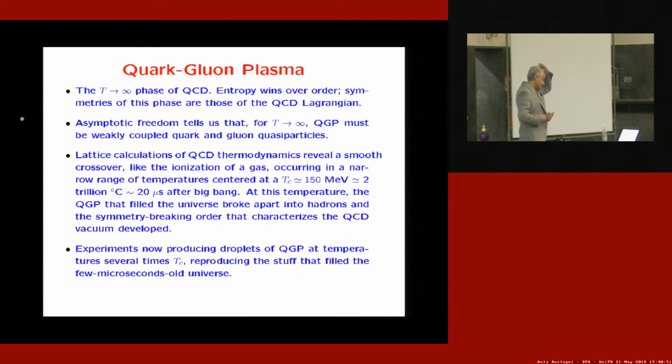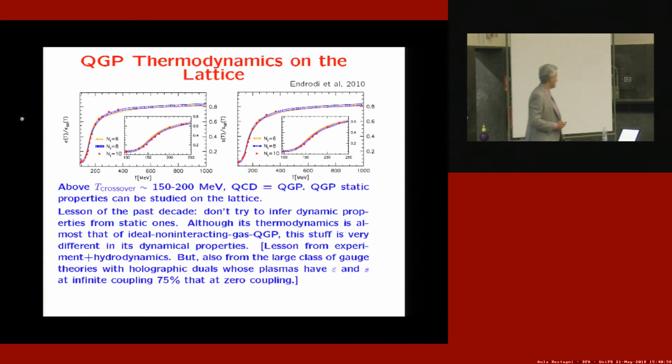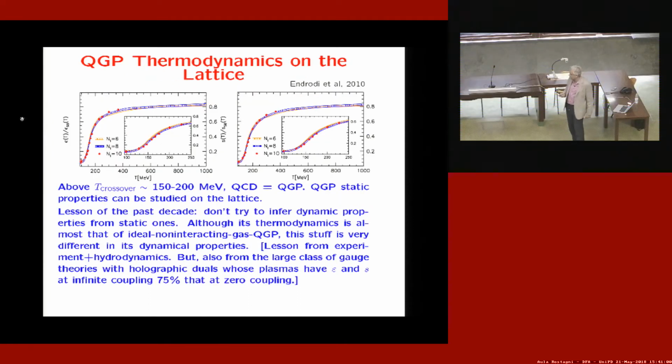More recently, lattice calculations of QCD thermodynamics, which I'll show on this slide, have shown that if I calculate, for example, the energy density in units of temperature to the fourth, it rises rather dramatically but continuously in this crossover, which you can see blown up here, happening at temperatures of around 150 to 200 MeV.